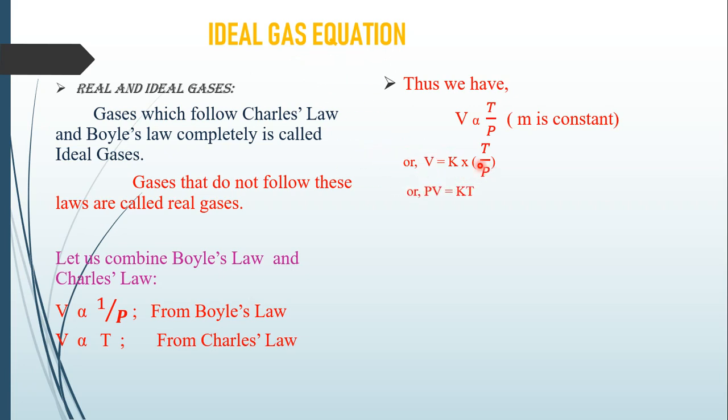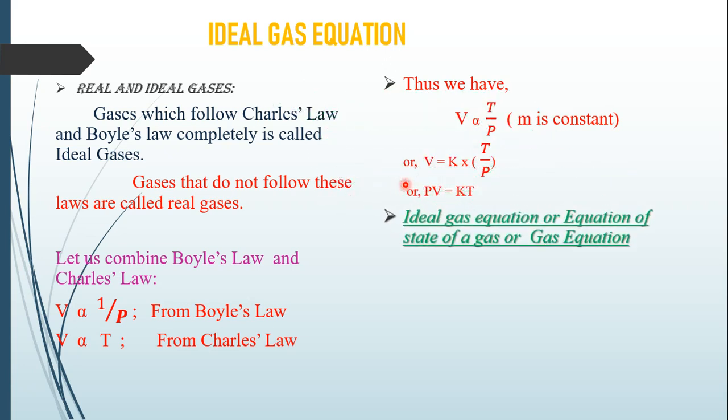Now I multiply this P into V. What remains is K into T. So we have an equation called PV is equals to KT. This equation is called the ideal gas equation, or equation of state of a gas, or simply gas equation. So these are the three names: ideal gas equation, equation of state of a gas, or gas equation. PV is equals to KT.